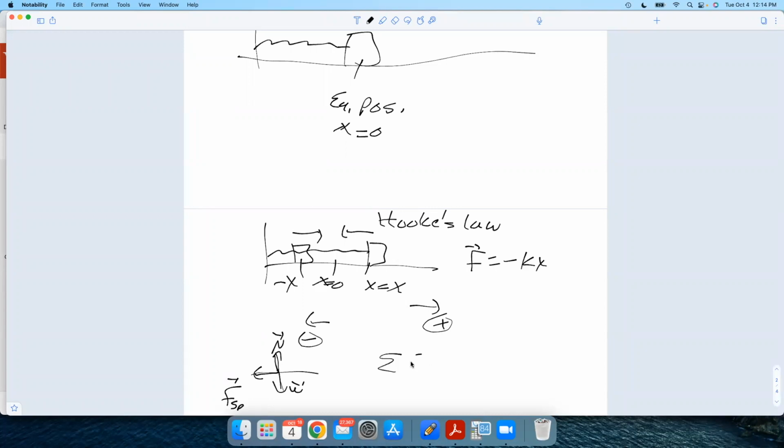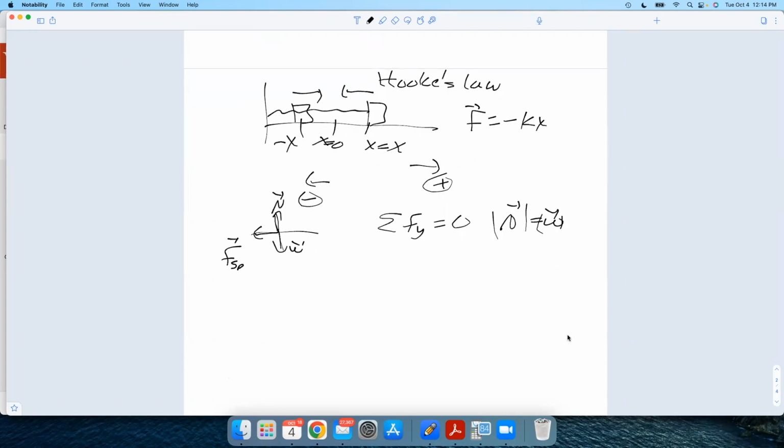The sum of the forces in the y direction is 0. The mass is not bouncing up and down. So that just tells me my normal vector in magnitude equals my weight. We just ignore those. What about the sum of the forces in the x direction? Well, that would just be F, that spring force there. And that's negative kx.